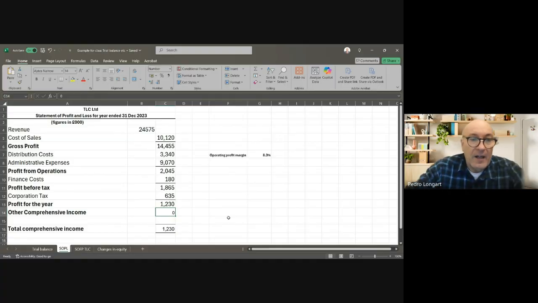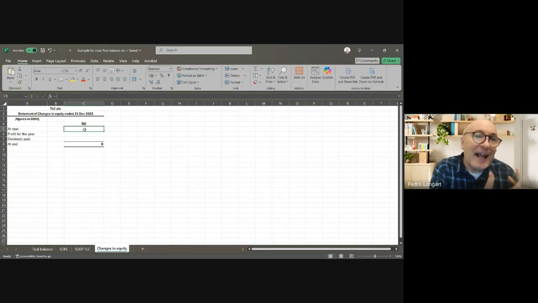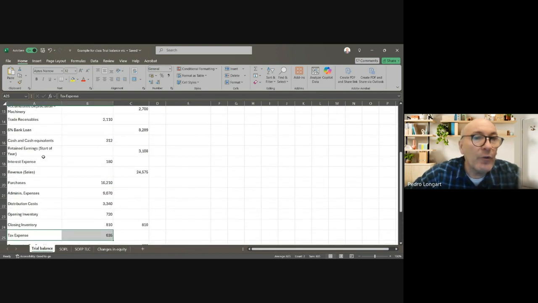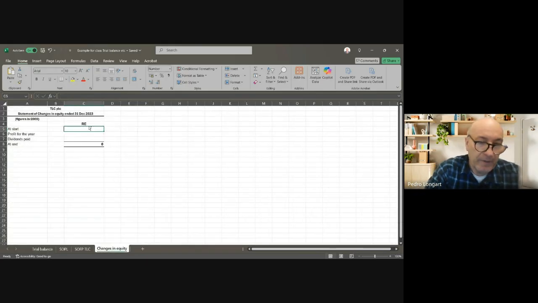So let's go to this tab here called Changes in Equity, the statement of changes in equity. What did we have at the start? Well, we have to go to the trial balance and look at our retained earnings at the start. How much was left in the business before this year? I go to the trial balance, look for retained earnings at the start of the year, and I can see that it is 3108. 3108 is the figure that will go here.